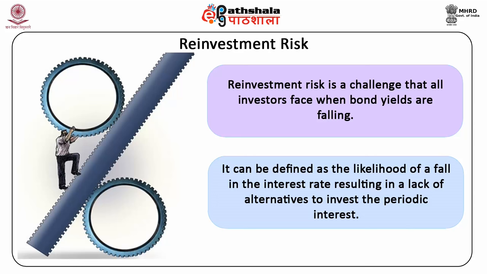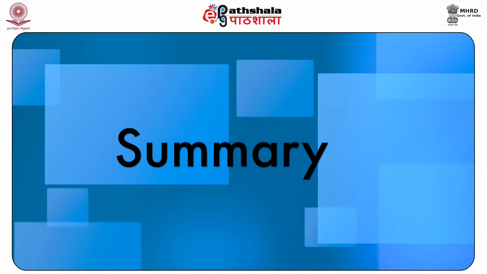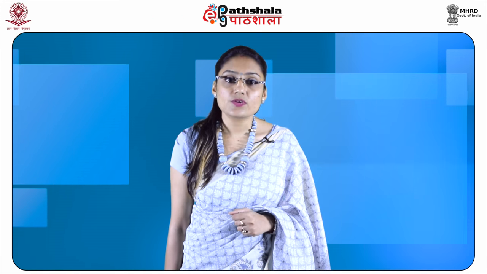This means that for all the interest income that the investor receives periodically and the principal amount at maturity, the reinvestment rate is uncertain. The bond portfolio of rupees 1 lakh, which was generating a return of rupees 11,000 annually, may have to be reinvested at a rate of 7%, leading to only rupees 7,000 annual return. This is reinvestment risk. To summarize in all, debt instruments represent borrowing for the issuer of the debt.